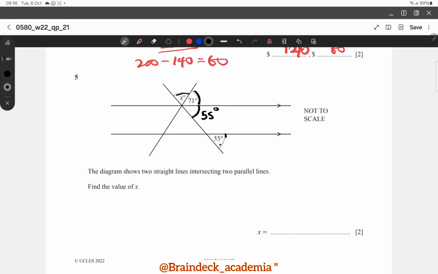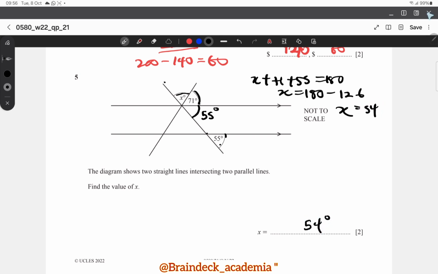55 degrees, corresponding angle. So this is a straight line, angle on a straight line. So I can just do x plus 71 plus 55 equals 180, angle on a straight line. So 71 plus 55 will give me 126. So x equals 180 minus 126. My x will now be equal to what? 54 degrees. And that's my answer.